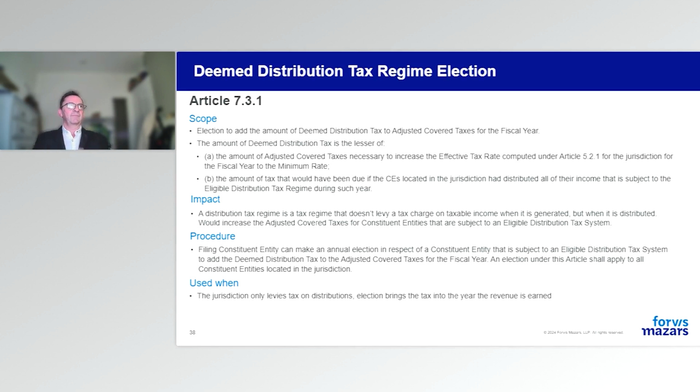It effectively wipes into, like, gives you notional tax for that period in effect, and you have to do it by jurisdiction. So it's an annual election, this one, rather than a 5-year election. So you can turn it off, turn it on again, but it does cover all the entities in the jurisdiction. So if there are different tax bases between different entities in the same jurisdiction, that can cause an issue.